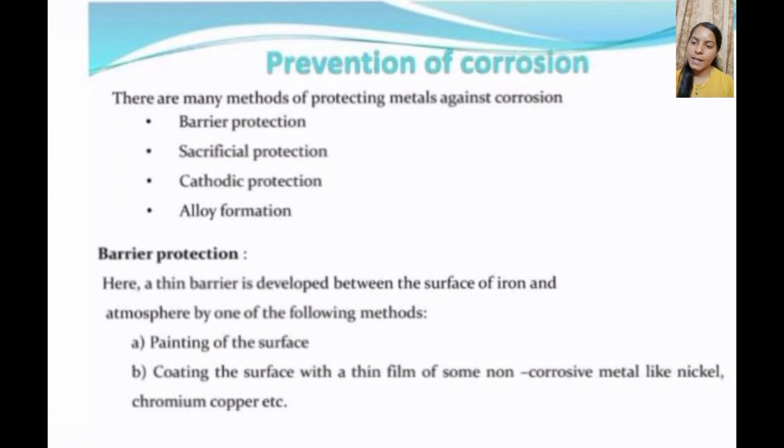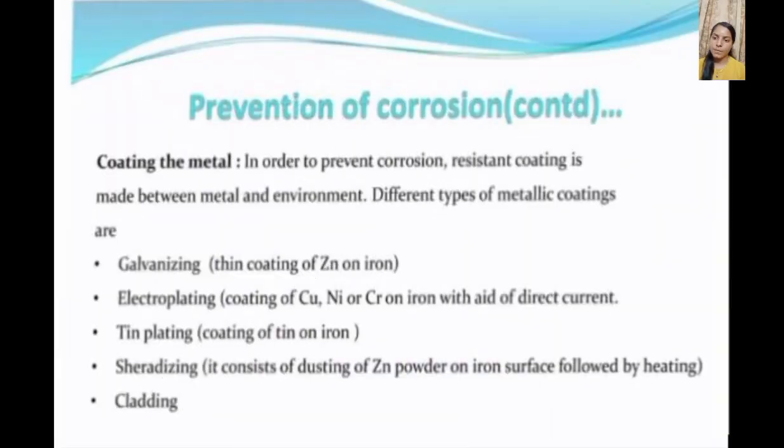Here, a thin barrier is developed between the surface of iron and atmosphere by one of the following methods, that is, painting of the surface or coating the surface with a thick film of some non-corrosive metal like nickel, chromium, copper, etc. Coating of metal. In order to prevent corrosion, a resistant coating is made between the metal and environment.